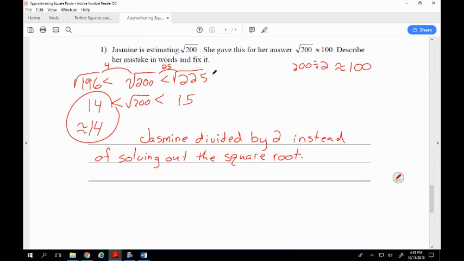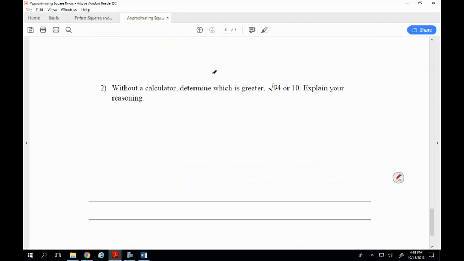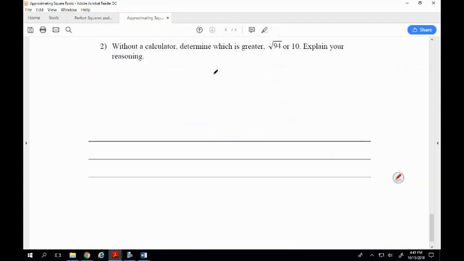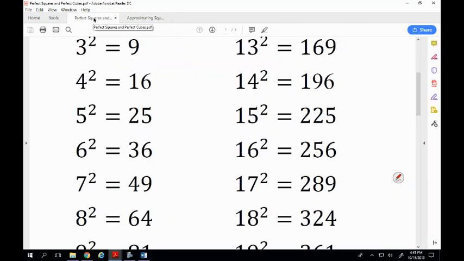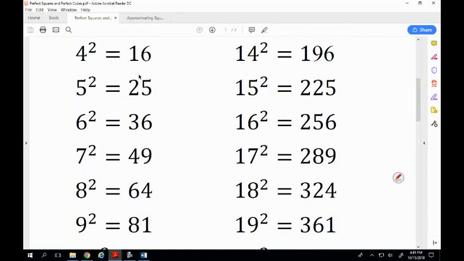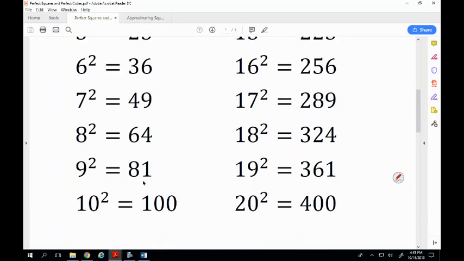Okay? Challenge problem number 2 says, without a calculator, we want to determine which is greater, the square root of 94 or 10. And then we need to explain our reasoning. So, one way of doing this is like we've been doing, square root of 94. Okay? And on the left side of the square root of 94, we would go to our chart. Okay? 94. Look, it's gonna be between 81 and 100.